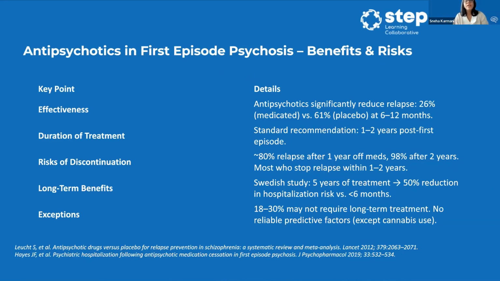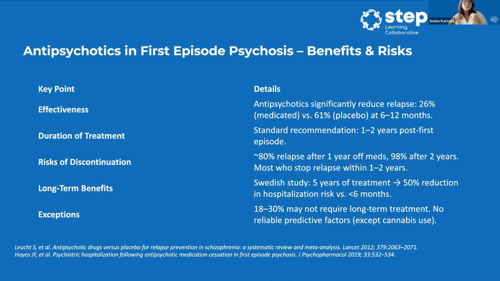So, it has been shown that antipsychotics significantly reduce relapse when compared to placebo. 26% of medicated patients relapsed compared to 61% of them treated with a placebo. Standard recommendation for treatment for somebody with a first episode of psychosis, at least 1 to 2 years of treatment following the first episode. And then the medication should be carefully tapered and stopped only if the patient has been symptom free.